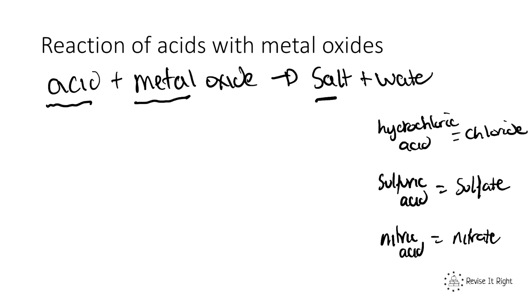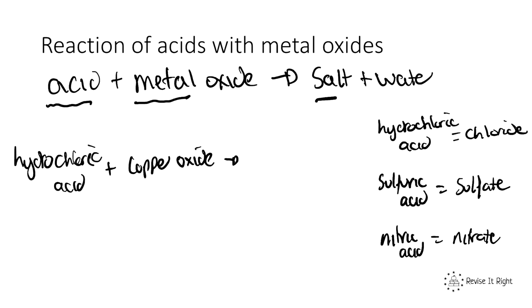Okay, so we are reacting hydrochloric acid with copper oxide. And we need to know what is going to be produced. Well, we know because an acid and a metal oxide react to make a salt plus water, it's going to be a salt plus water. However, we need to be able to name the salt. So the first part of the name comes from the metal, and that is copper.